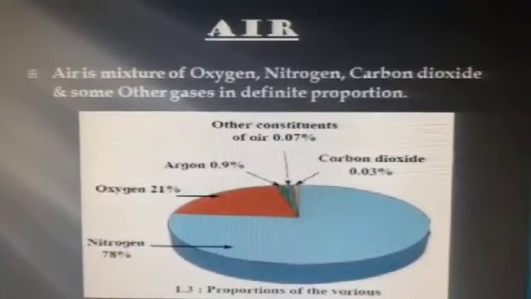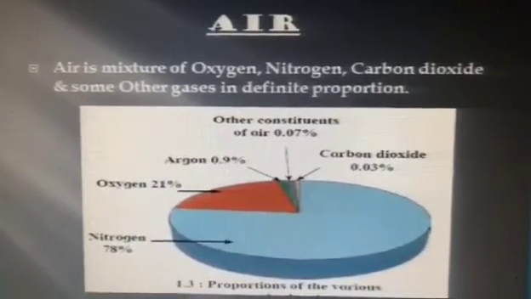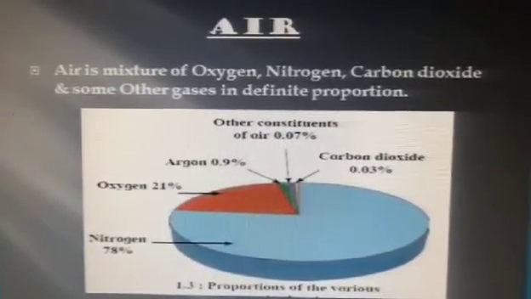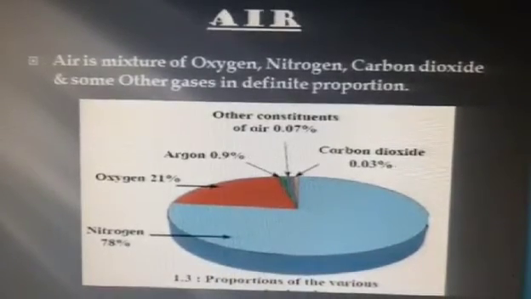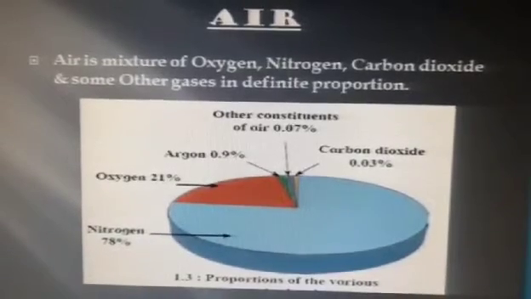It is a mixture of, how is it made? It is a mixture of oxygen, nitrogen, carbon dioxide, and some rare gases. Along with that, air also contains some water vapor and dust particles.